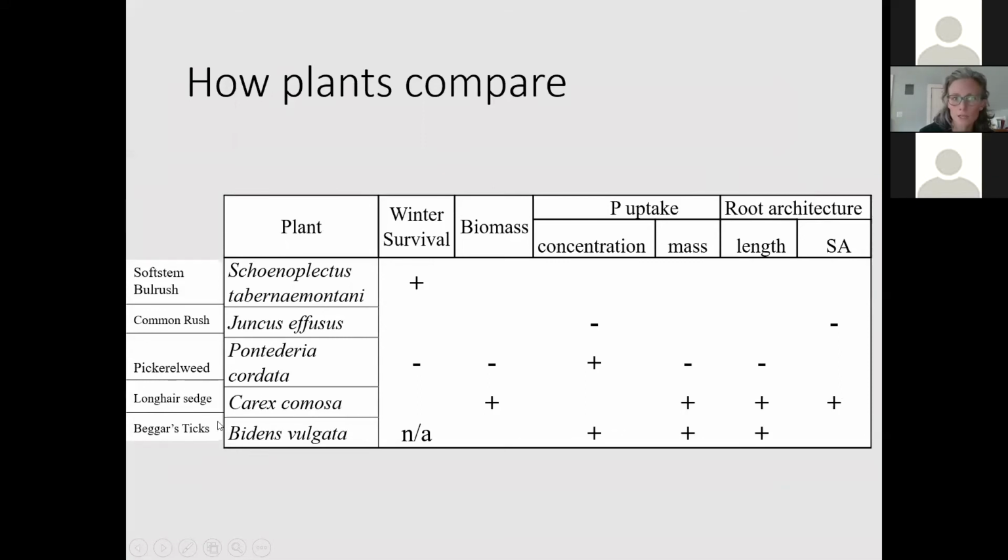And the long-haired sedge again had the longest roots and the biggest surface area, tied by root length with Bidens vulgata. The thing about those Bidens vulgata roots is they were super, super long, but they had no hair on them.